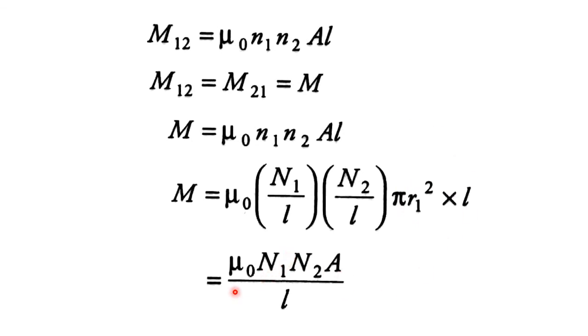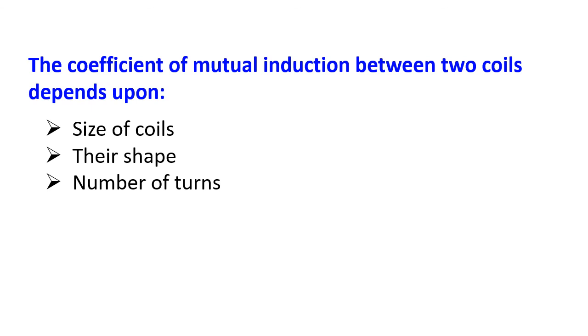Now from this expression you can say the coefficient of mutual induction depends upon a few factors: the number of turns, the cross-sectional area, and mu naught. If you mention these details as points, the coefficient of mutual induction between two coils depends upon the size of the coils. For example, if the area is bigger, then the mutual inductance will be more. It also depends upon their shape. If you change the shape, the induction will change. And it depends upon the number of turns. In the equation, mutual induction is proportional to N1 and proportional to N2, so the product of the numbers of turns matters. If you increase one number of turns, a large difference will come in the mutual induction.